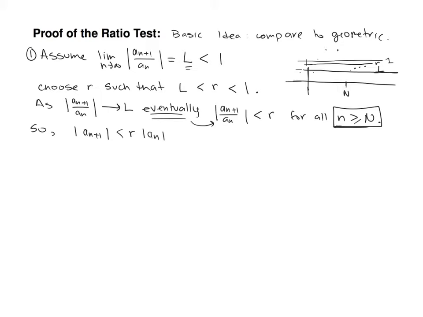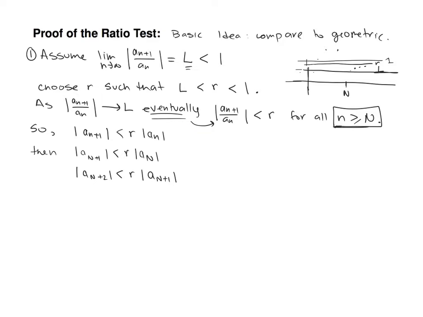And so then what we have is that a sub capital N plus 1 is less than r a sub capital N, because that's true for all little n's bigger than that N. Does that make sense? Capital N is bigger than or equal to itself, right? So what if I wanted to talk about a sub capital N plus 2? That'd be less than r times the absolute value of a sub what? Capital N plus 1. Do you buy that?